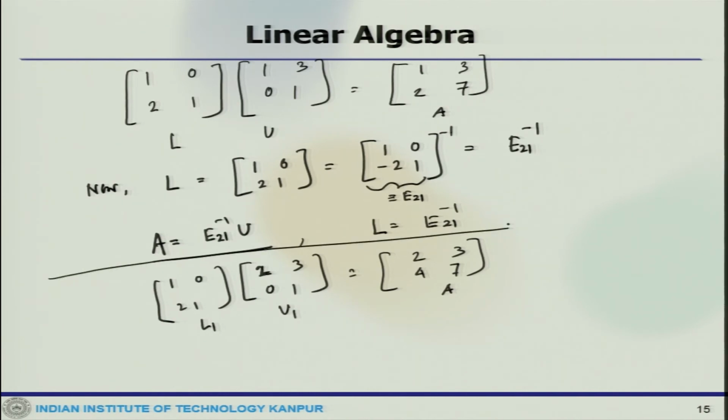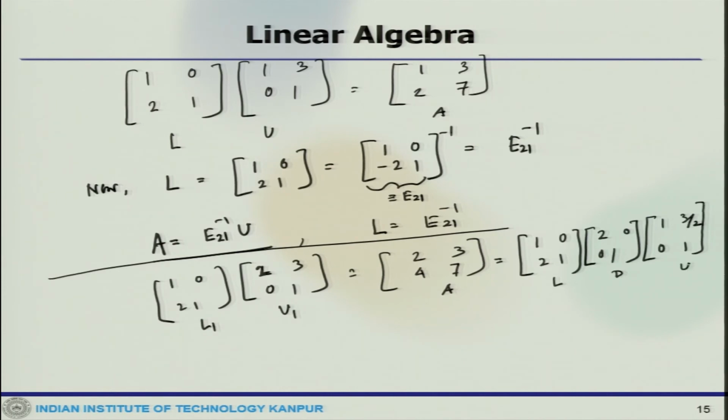So, here this A can be written as [1 0; 2 1], then [2 0; 0 1], then [1 3/2; 0 1]. So, this is the lower triangular matrix, this is the diagonal matrix, and this is the upper triangular matrix.